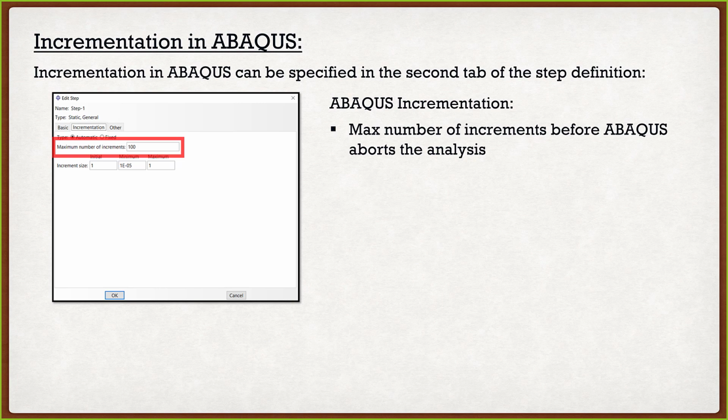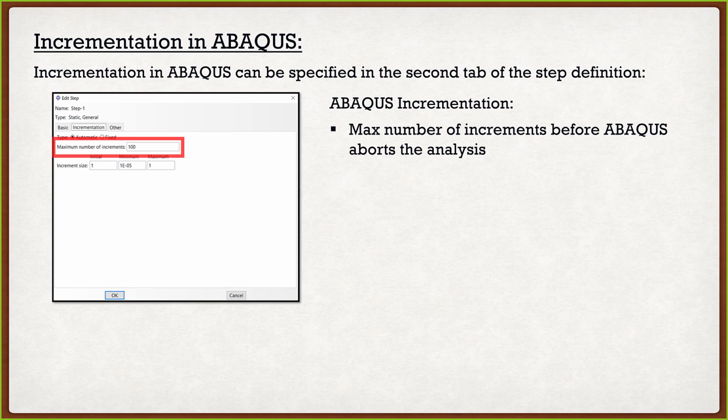Now, this isn't going to be a big problem, but it'll sometimes happen where you will have your analysis abort, and you'll say, well, it was a pretty nice analysis. It wasn't very nonlinear. What's the problem? Well, this could be the problem right here. What happens is if ABAQUS is going through these increments and it reaches that maximum number of increments, say 100, it's going to automatically quit, even if it could go further. So this is one of the things to watch out for.